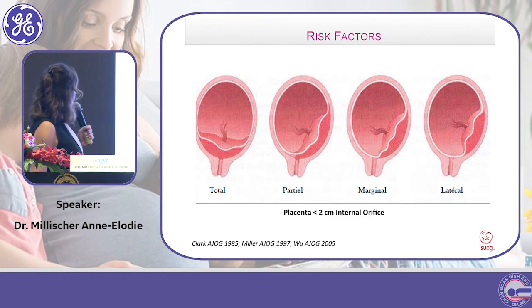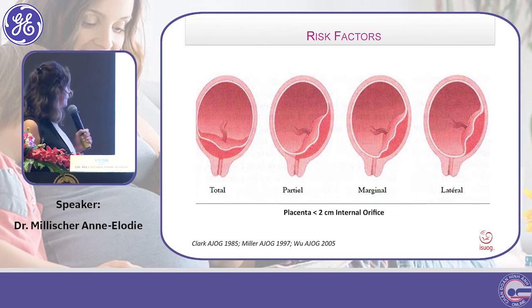The total placenta previa recovering the entire part of the cervix. Cái thứ nhất là nhau tiền đạo trung tâm là cái nhau nó bám ngay giữa lỗ trong của tử cung luôn.